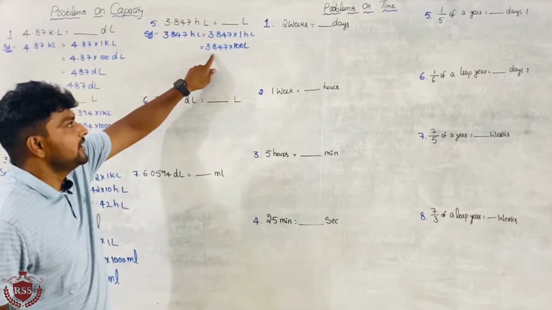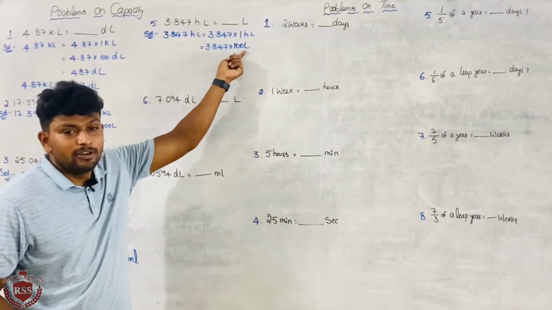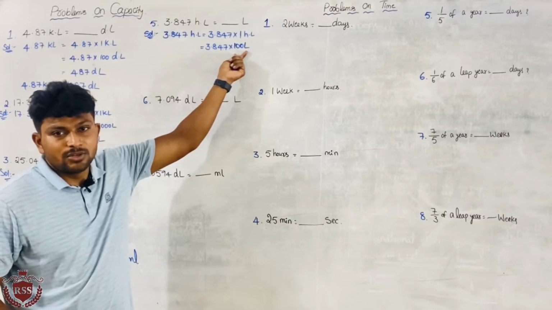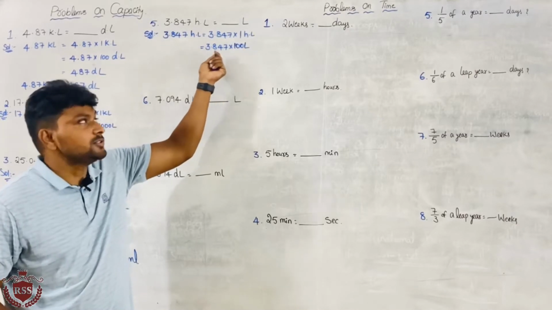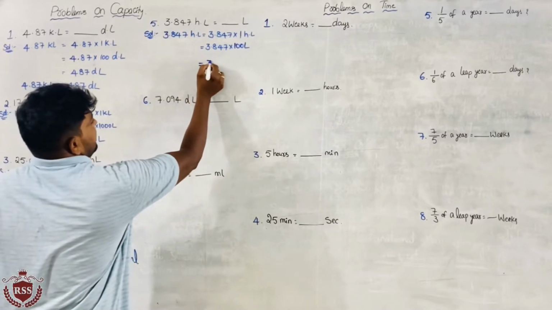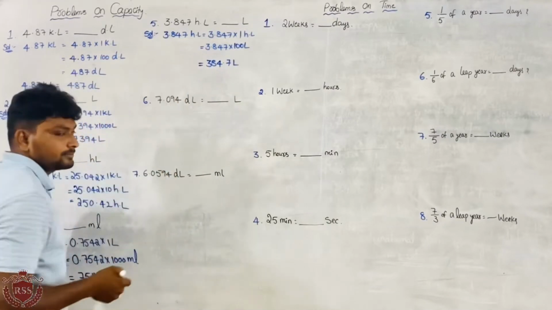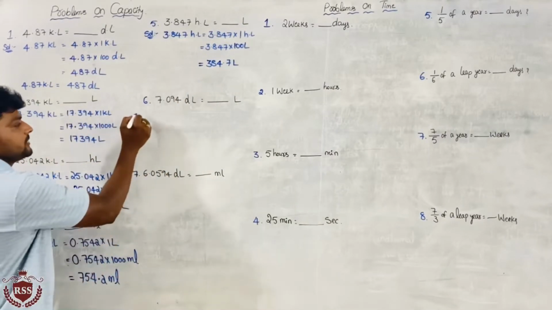If we multiply with 100, the decimal point will be moved forward by 2 digits, because 100 has 2 zeros, right? So the decimal point will be moved forward by 2 digits. So it will be 384.7 liters. Clear? Next.